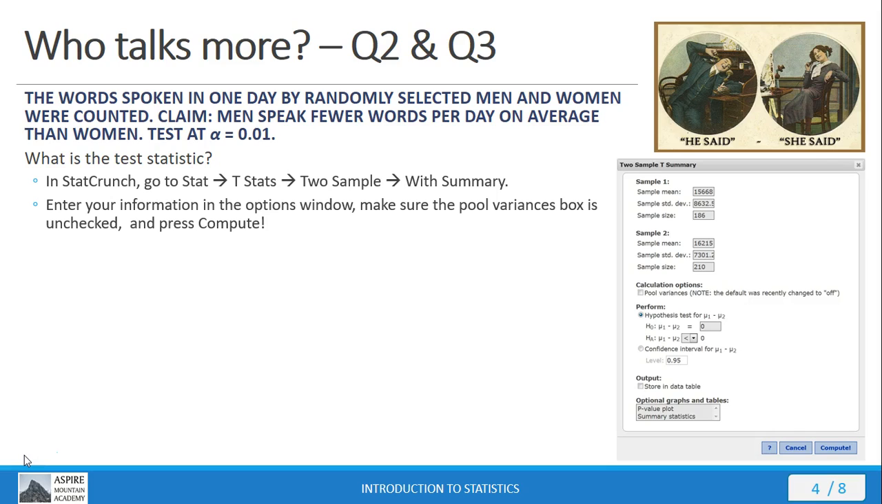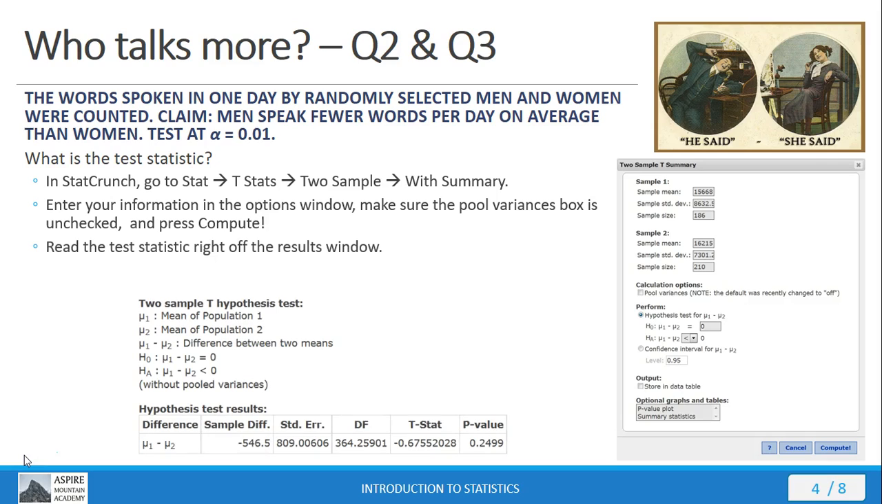In the options window, we're going to enter our information, again remembering to leave that pooled variances box unchecked. Once we get everything in, we press Compute, and we get this wonderful results table. The test statistic is going to be the second to last value in the table. The p-value is, as always, the last value in that table. So now we've got the numbers we need to conduct the actual hypothesis test.